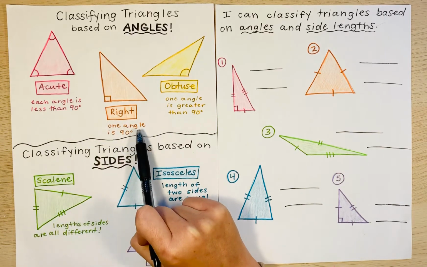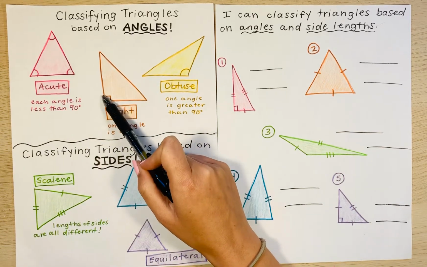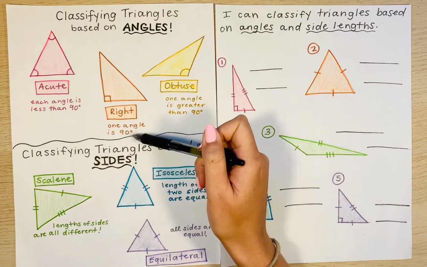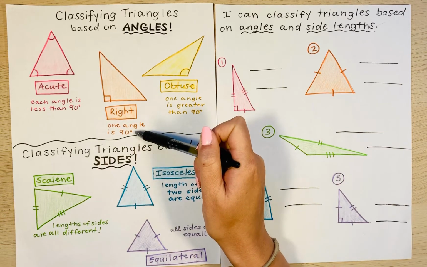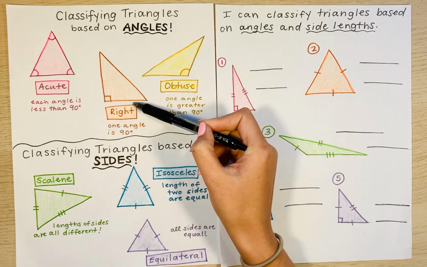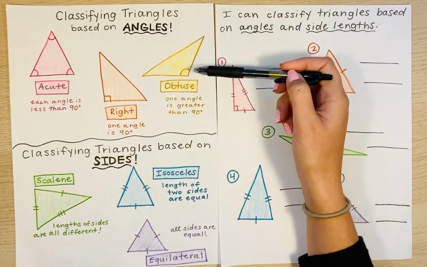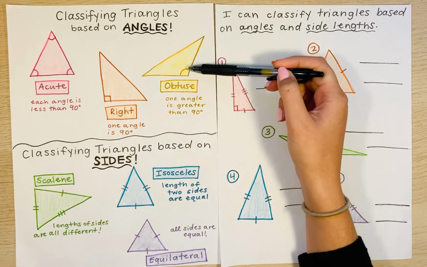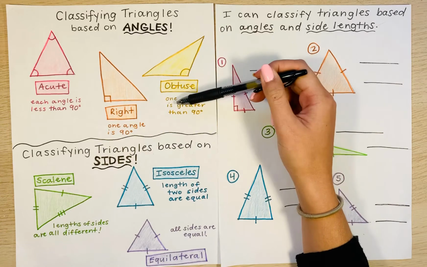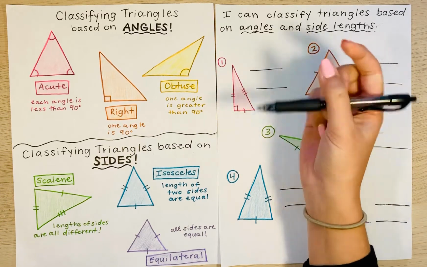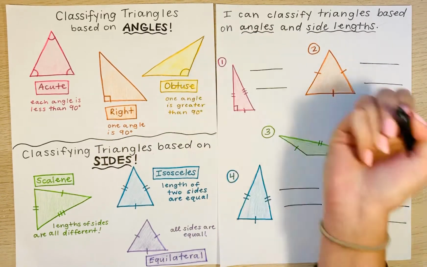If you take a look at this triangle here, you see that little square here, so that tells you that there's a right angle, a 90-degree angle here. Therefore, this is a right triangle. And lastly, we have an obtuse triangle where you'll see one angle that is greater than 90 degrees, where you can see this angle right here.